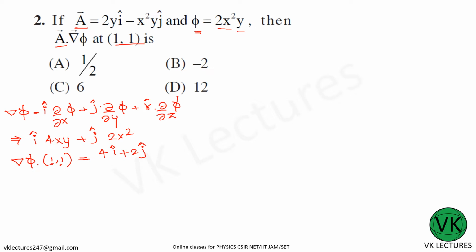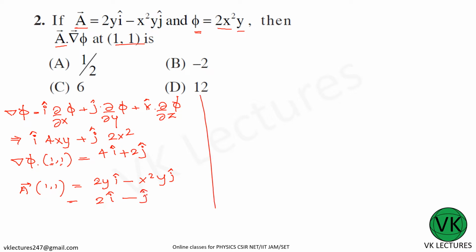Right. Now what do you want? Now we want vector A at (1, 1), which is nothing but 2yi minus x square yj. Right. Now at (1, 1) what happens? y is equal to 1, so 2i cap minus 1 j cap, both are 1, so j cap.